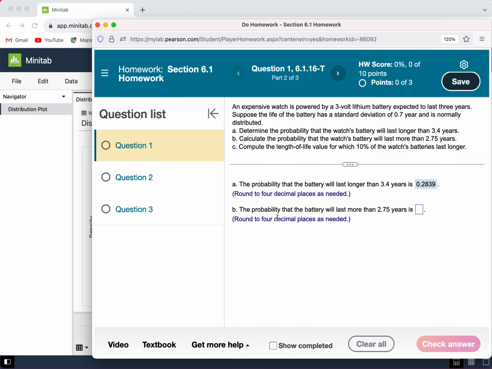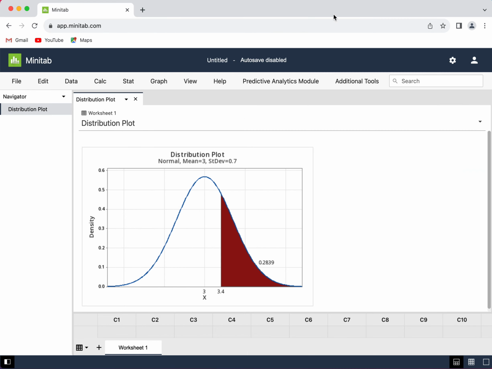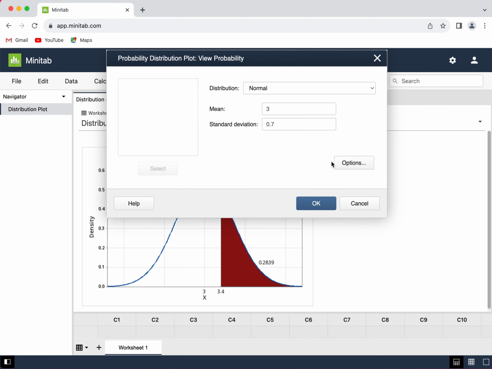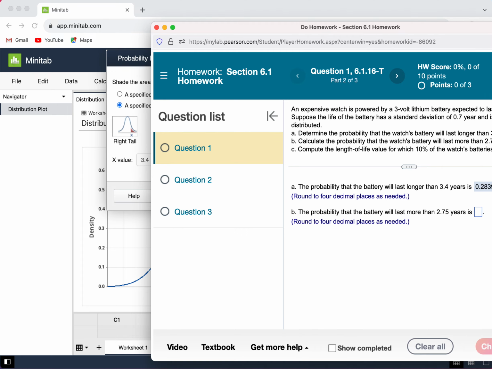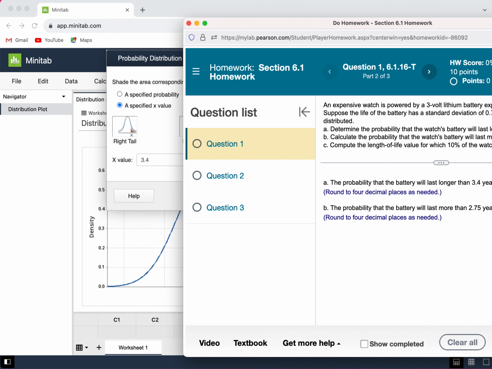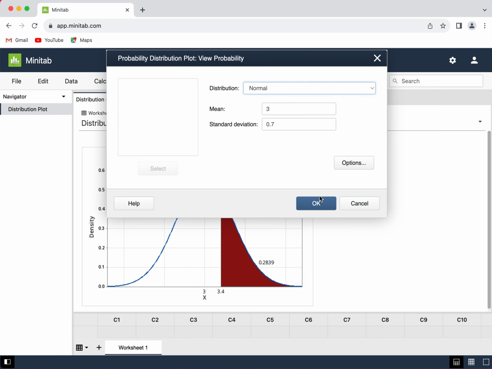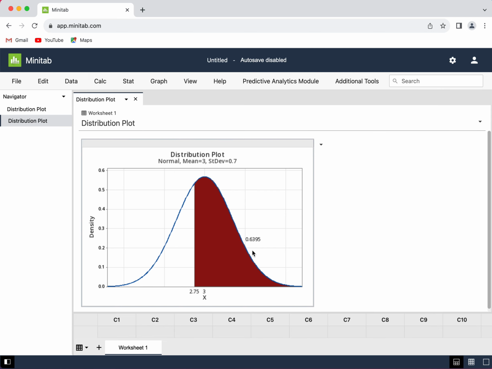Now for the next question, I want to calculate the probability that the battery will last more than 2.75 years. So my mean and standard deviation are not changing. So I can leave those as is. I want to know the probability the battery will last more than 2.75 years, so that's still a right tail. And my x value is changing to 2.75. Click OK. And we have our probability here. Check that we have our x value of 2.75 and then everything shaded to the right. And my probability is 0.6395.